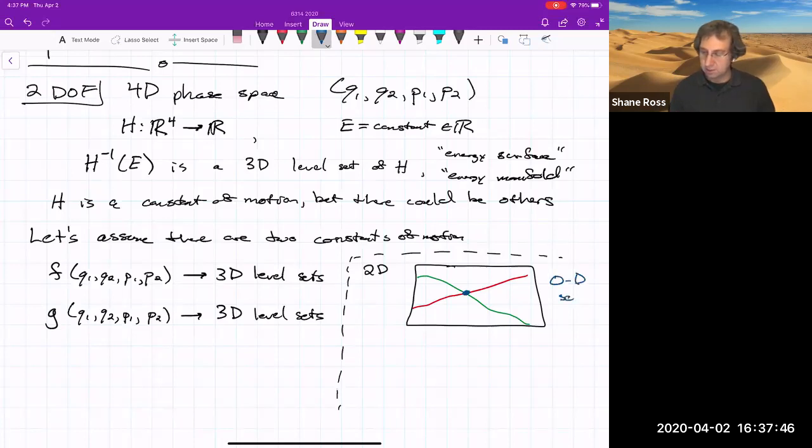A 0D set is the intersection, which means you wouldn't have any motion because you just have to be at that one point.